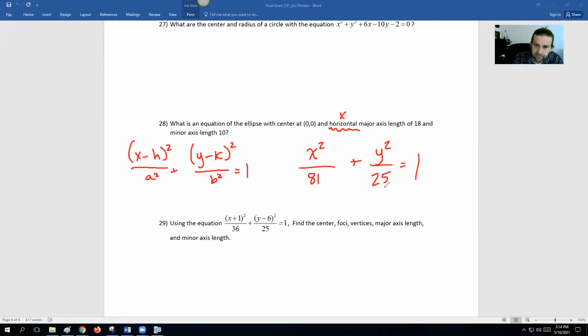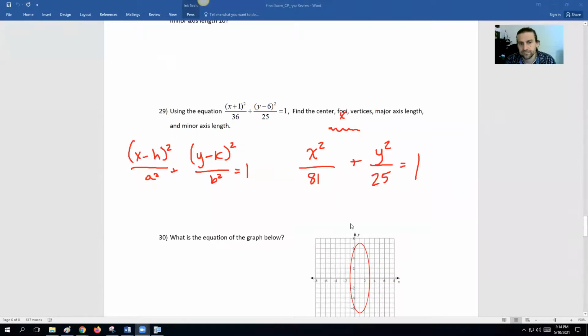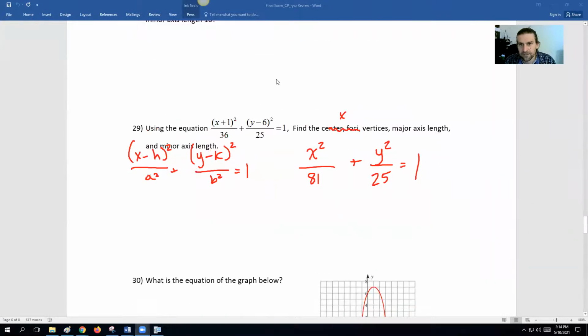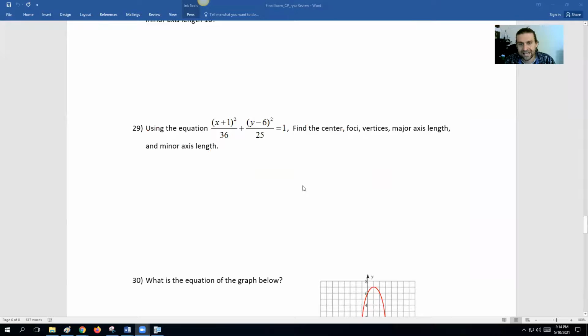Now, if this was vertical, it'd be 81 under the y and 25 under the x. And we could double check this equation too by plugging our answer into Desmos, see if we got it right. Okay, next. We got a whole lot of problems here. We can find a lot of these answers on Desmos. The focus one, we're going to take our time. Let's go through this though. Let's find the answers and then we'll use the formula sheet to get the rest.